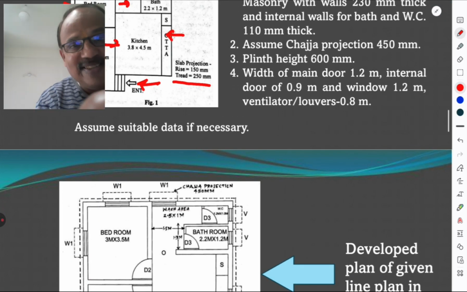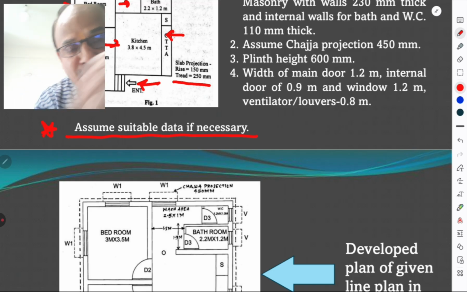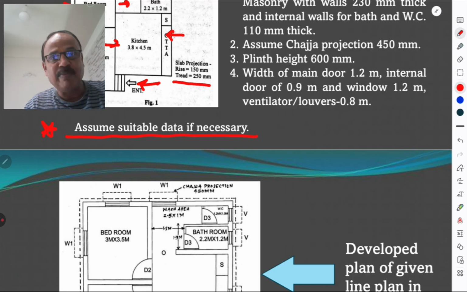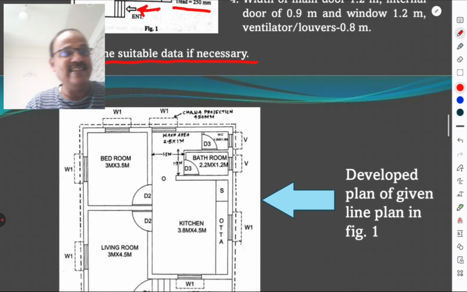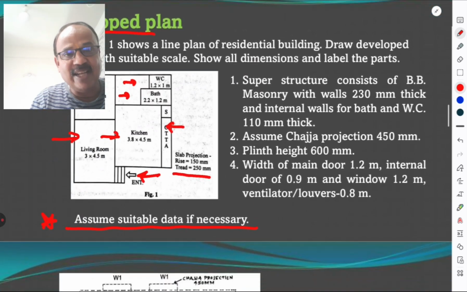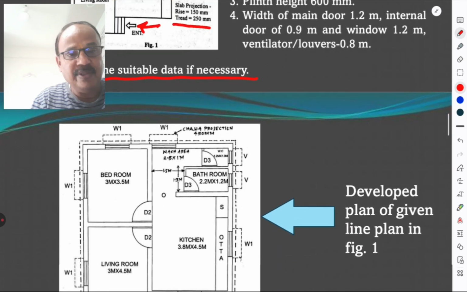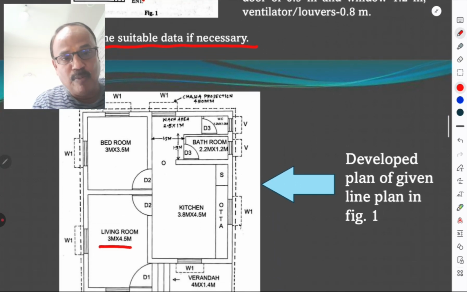And 1 sentence is there, assume the suitable data if necessary. So one must know all the details of a residential building for assumption of this data. And this is the developed plan for figure number 1. The bedroom is 3 by 3.5 and living room is 3 by 4.5. So this is 3 by 4.5, this is 3 by 3.5 meter.